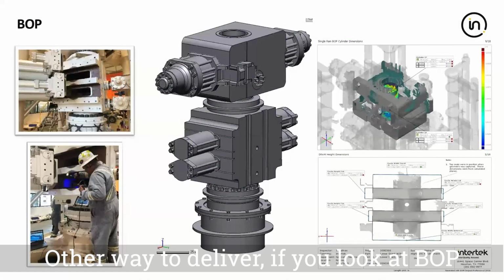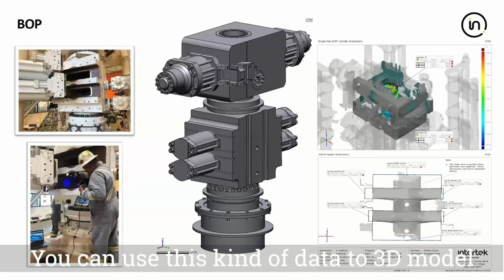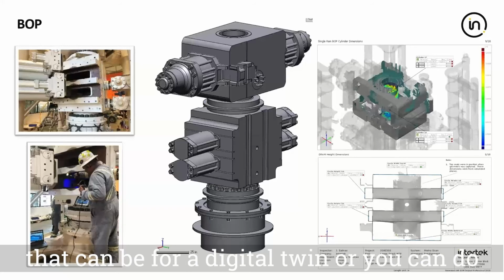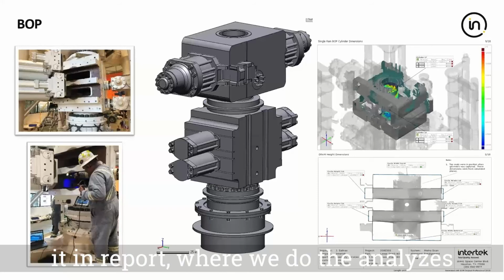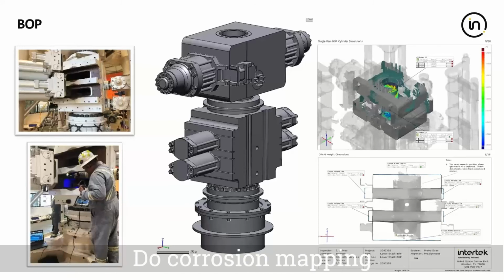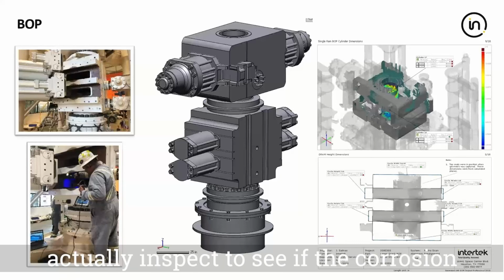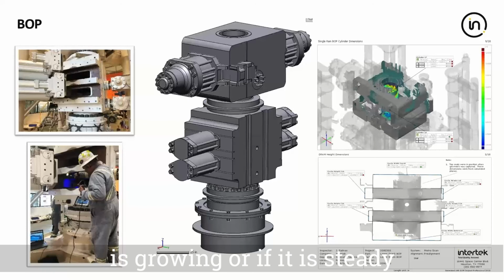Another way to deliver, if you look at a BOP or pressure control equipment, you can use this kind of data for a 3D model. That can be for a digital twin, or you can do it in reporting where we do the analysis, do measurements, do tolerance inspections, or do corrosion mapping. If you have a corrosion issue, you can actually inspect to see if the corrosion is growing or if it's steady.